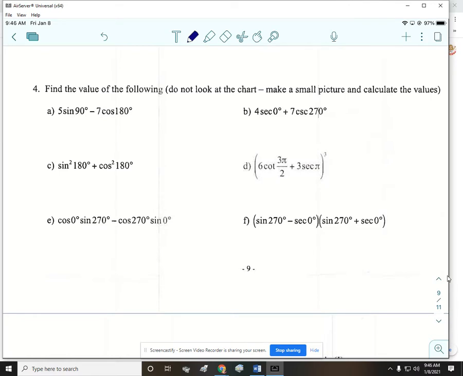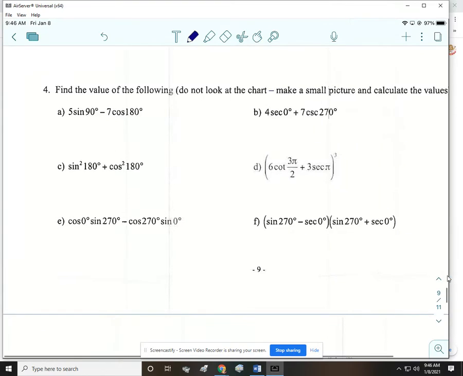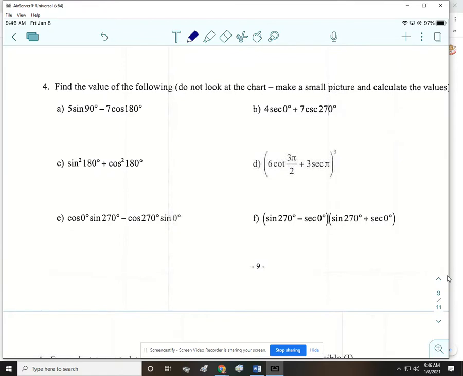All right, on number 4, we are going to find the values of all these expressions. We're not going to look back at our charts where we've already done the work. Hopefully you guys have. If not, you need to do that. We are just going to draw a little picture every time and then calculate the values. On number 4, these are all quadrant angles, you can tell. To draw the pictures for quadrant angles, it's just the coordinate plane. They're points on the axes.